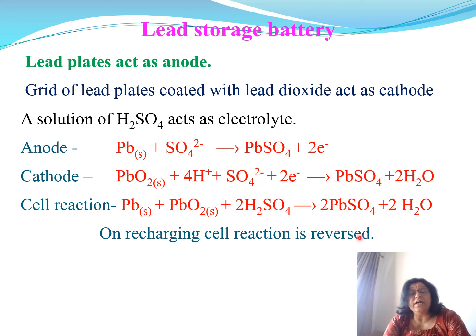This is the reaction for discharging the cell. Now if the cell gets exhausted, lead sulfate gets deposited on the electrodes, and then the cell doesn't work anymore. Then it has to be recharged. On recharging, the cell reaction gets reversed.